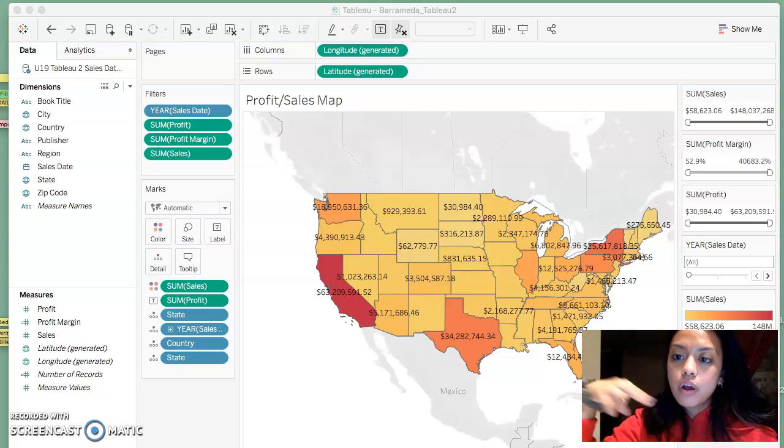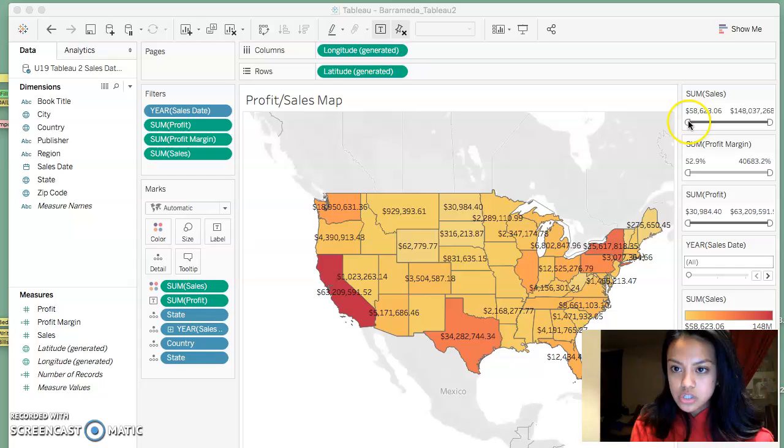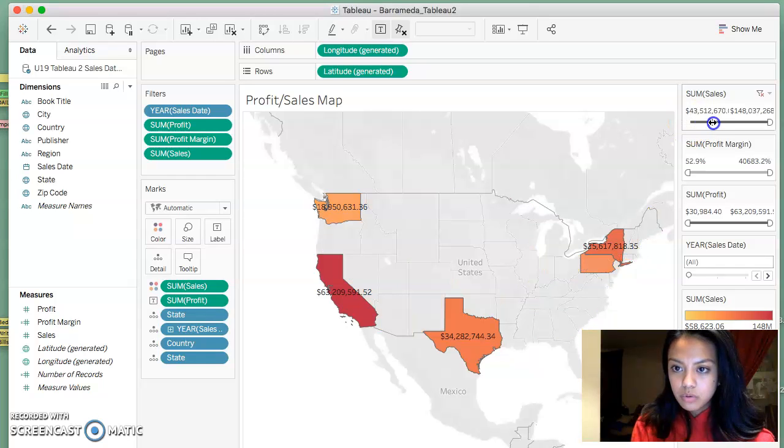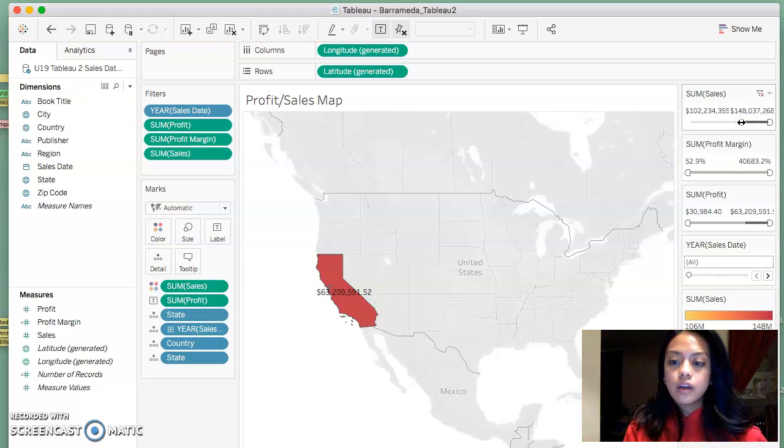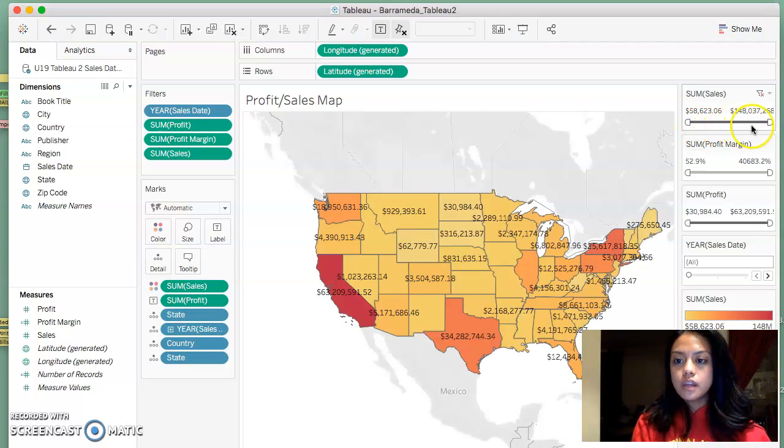So for my first sheet, I created a profit/sales map, and I was able to figure out the sales, profit margin, profit, which year it's, 2017 versus 2018, and which state had the highest profit/sales. If you look over to your right, I created a label, so if I move it all the way, I see that California had the highest sales/profit, which doesn't surprise me.